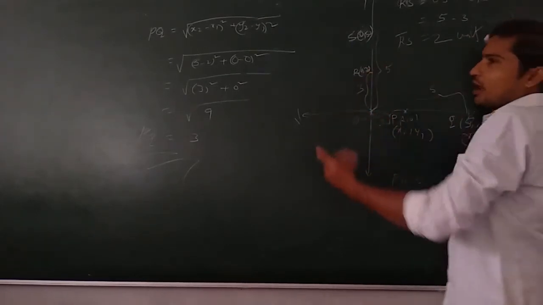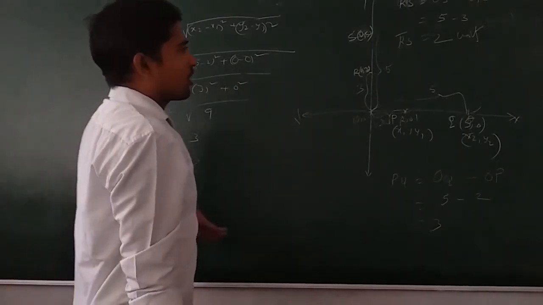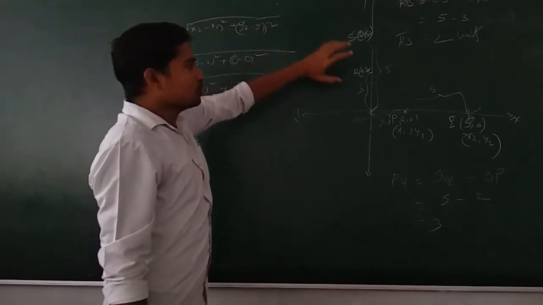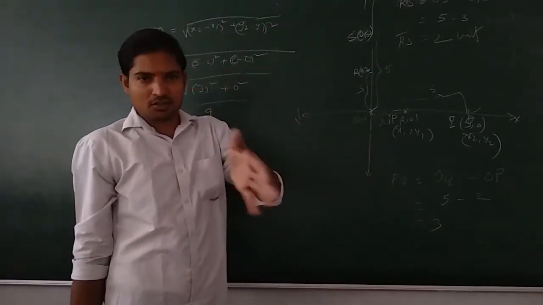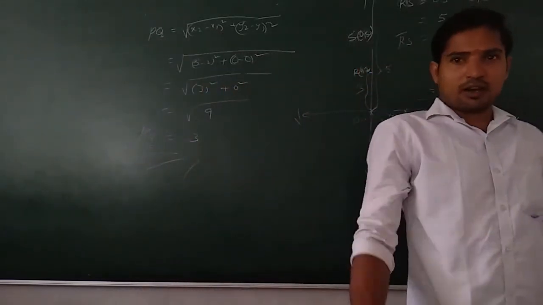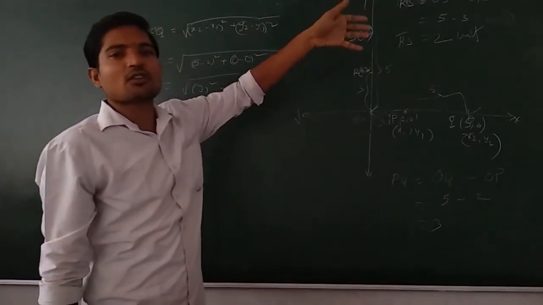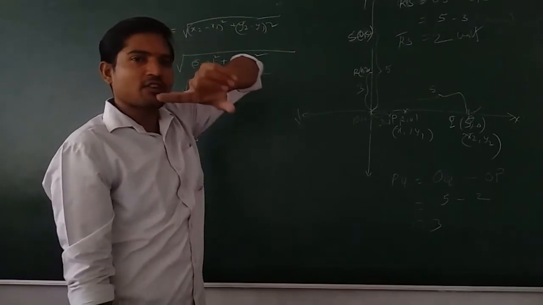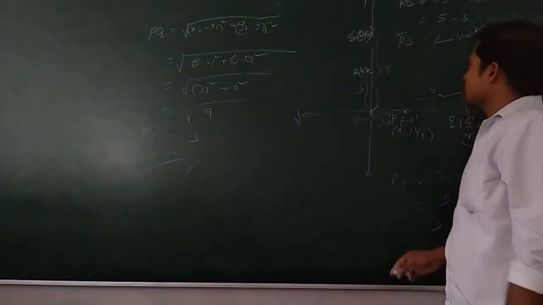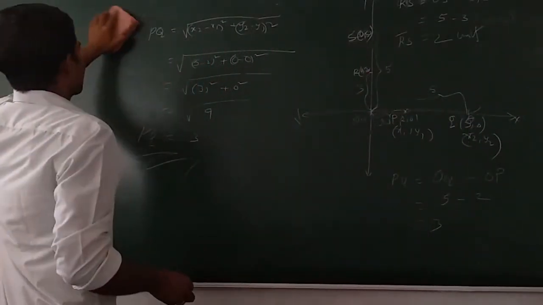Let us verify with the help of the formula. x2 minus x1 whole square plus y2 minus y1 whole square. x2 minus x1 whole square: the first coordinates have vanished, so no need to use. Second coordinates, y coordinates are there, so y2 minus y1. So 3 minus 5, which is equal to minus 2. That's why we will use the absolute sign. The distance should not be negative.